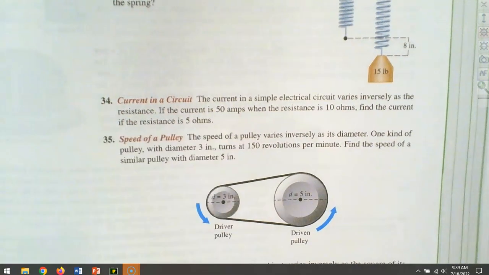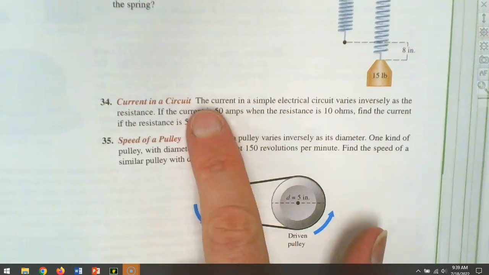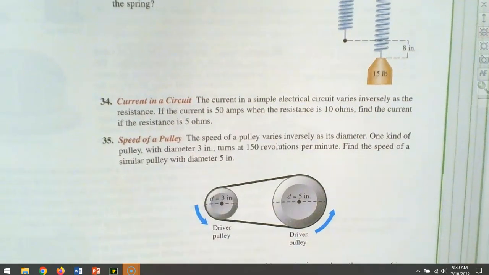Current in a circuit. And this is on page 417. We're looking at the current in a circuit. So the current in a simple circuit varies inversely as the resistance. If the current is 50 amps when the resistance is 10 ohms, find the current if the resistance is 5 ohms.